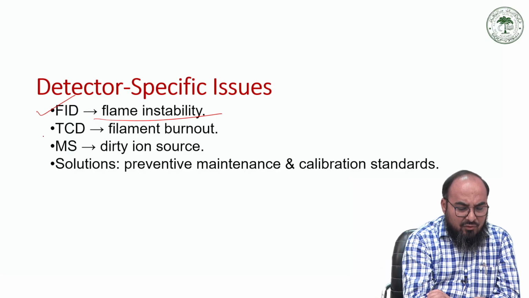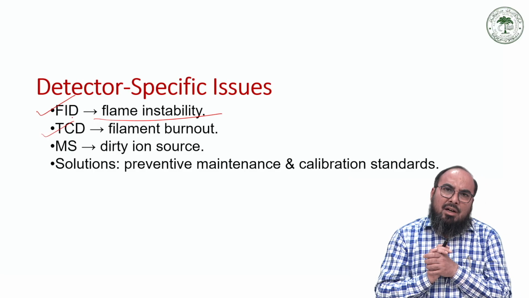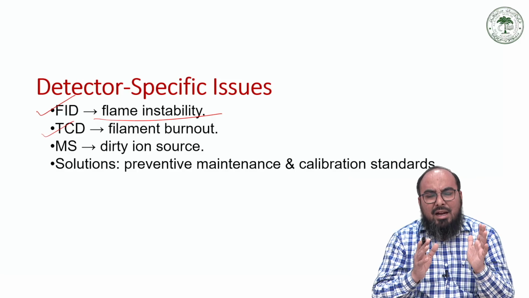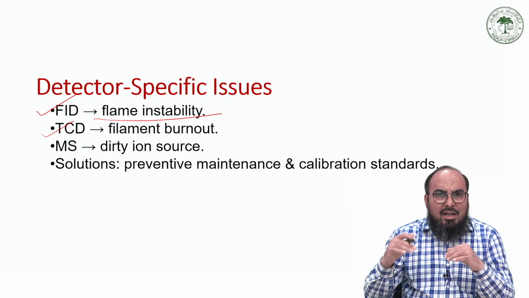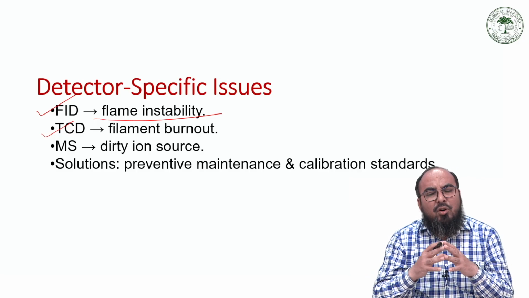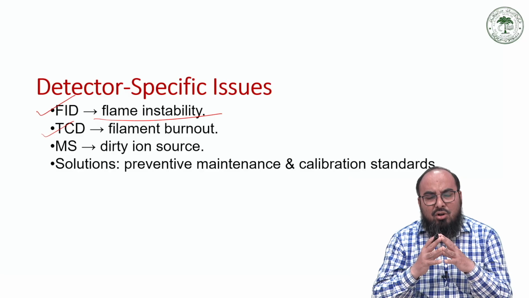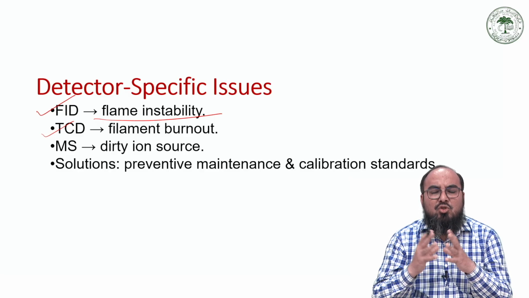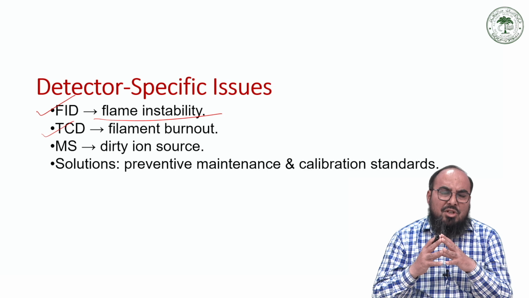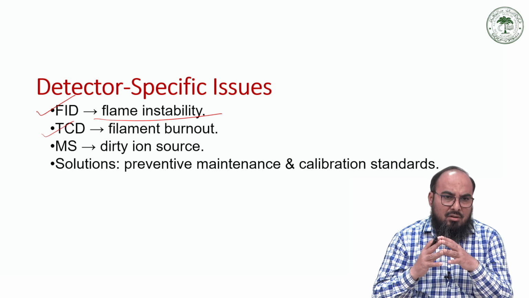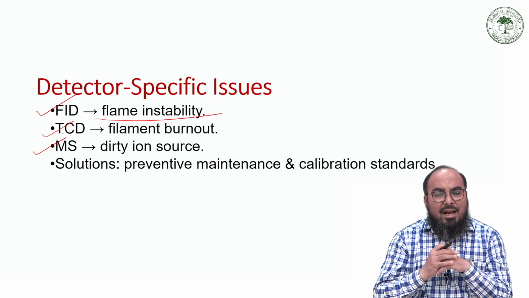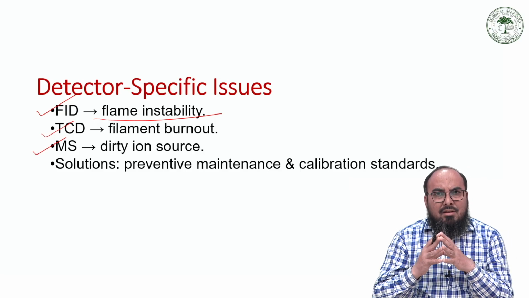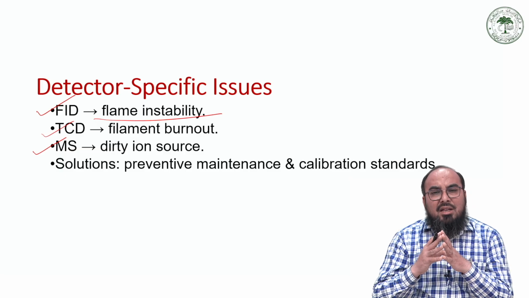Similarly, in the case of TCD, there are chances of filament burnout, because there are two cavities in the TCD. In one cavity, only the carrier gas is flowing, while in the other cavity it is the effluent along with the carrier gas. So you have to make sure that the temperature does not rise too much. Otherwise, the filament, which is generally made up of tungsten, may burn out. Similarly, when you are doing mass spectrometry, you have to check that all the ions correspond to all the analytes. You have to check for a dirty ion source also.